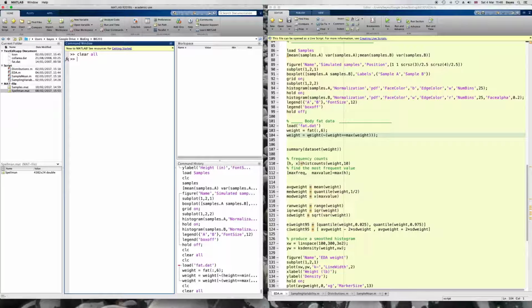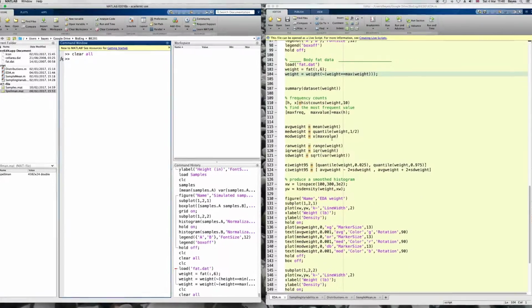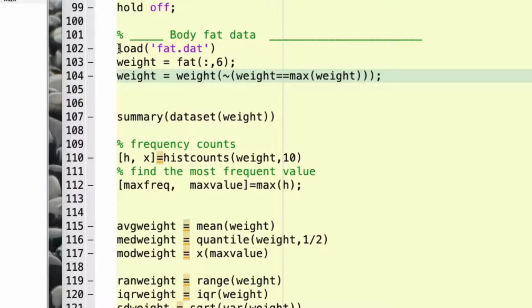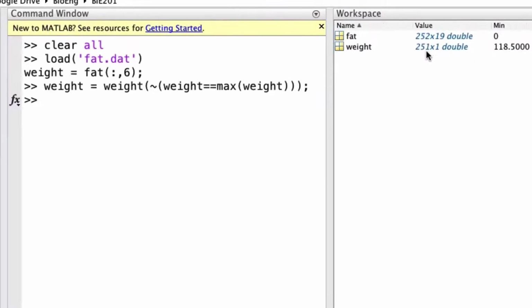But to illustrate the use of these numerical summaries and how to combine them with the graphical representations, I will work with the body fat data set, and I will select weight as the variable that I want to explore. When I conducted an exploratory data analysis, I realized that there was an outlier in this data set, so I will remove it. So there we are, we have our variable weight with 251 observations.